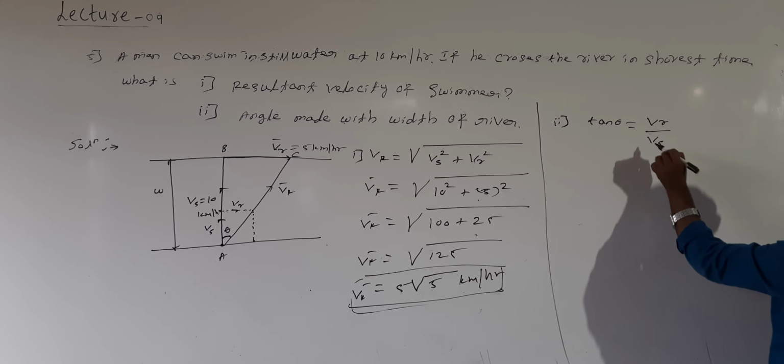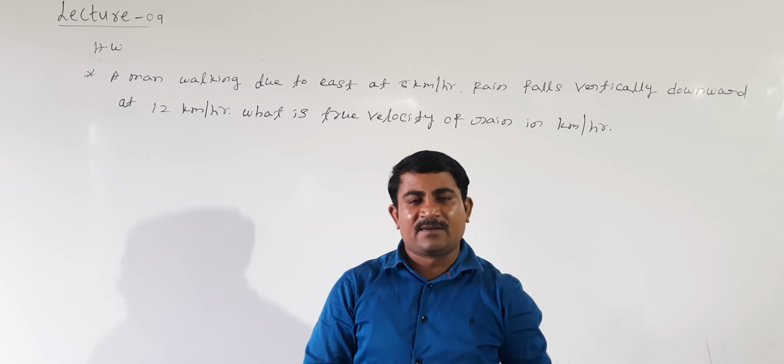Right, students? Copy this numerical. I will give one more numerical as homework. You will solve that numerical at your house. Homework: a man is walking due east at 5 km per hour. Rain falls vertically downward with 12 km per hour. What is the true velocity of the rain in km per hour? The numerical is very simple. A man walking due east like this, the rain falling vertically downward. What we need is the true velocity of the rain. We need to calculate it.